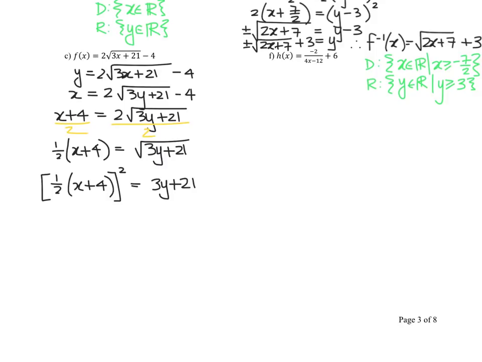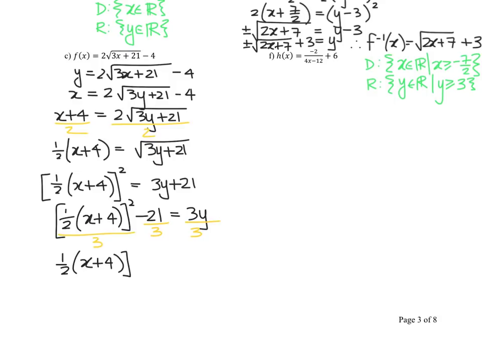So let's finish off. We have (half x plus 4), all of it in brackets, squared, minus 21, is equal to 3y. And then for our final step, we're going to divide every term on both sides by 3. So that gives us our final algebraic model of 1/3 times (half x plus 4) squared, minus 7, equals y. And I'm going to say right away that this is a function, and I know that because I see the square.